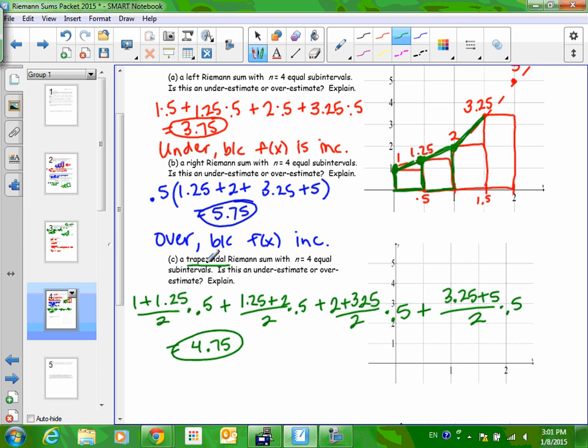All right, now remember what we said about trapezoid? It should be the average of these two. It should be exactly in the middle. Is it? Yeah, it is. So that's an easy way to check. All right, is this an over or under?